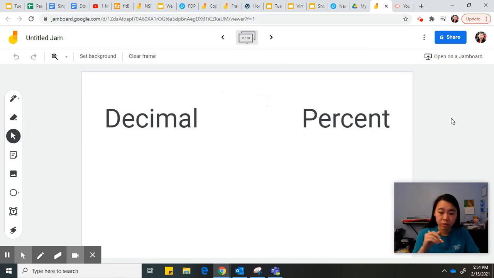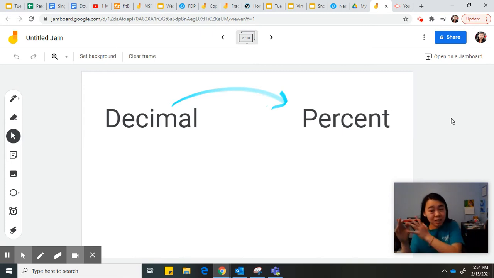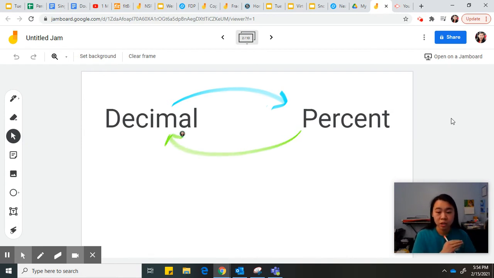We know it's 2 hops, either to the right or to the left. So write on your piece of paper decimal percent, so you know which way. If I am starting off with a decimal and I'm going to percent, you are moving to the right. So you are going to move your decimal place to the right 2 times. If you are starting off as a percentage and you're moving to decimal, you have to go to the left. So for decimal to percent, go to the right, percent to decimal, you're going to the left. 2 hops, always 2 hops.